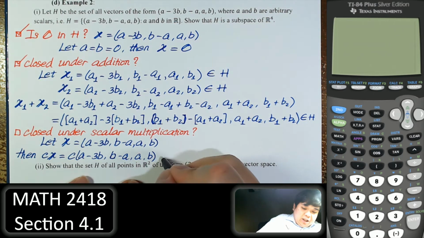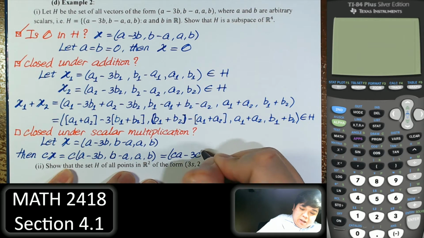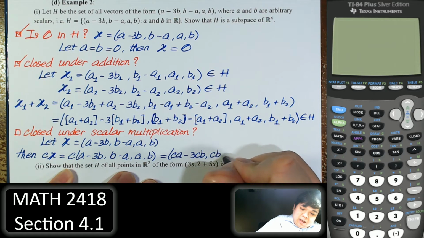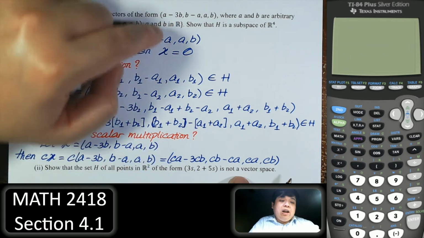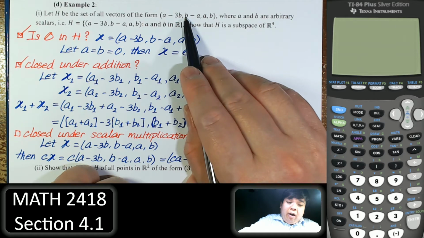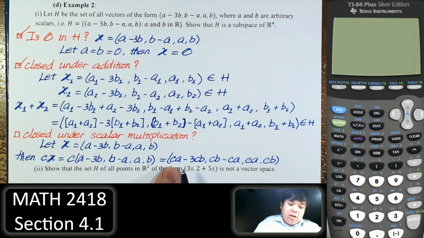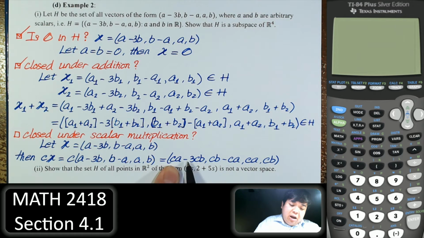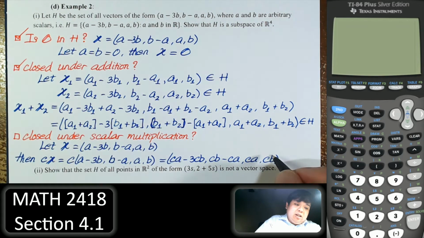Of course we just multiply c into it, and we have ca minus 3cb, minus ca, cb. Now compare this with the original properties the same way. The fourth component minus the third component, the fourth minus the third. And then the first component, the third component minus 3 times the fourth component. So it has the same form as the vector in H. So this belongs to H.